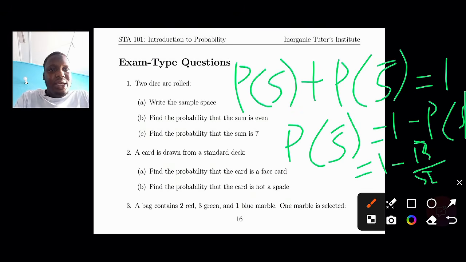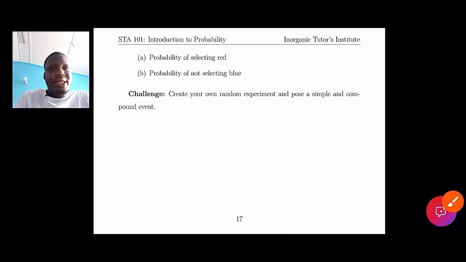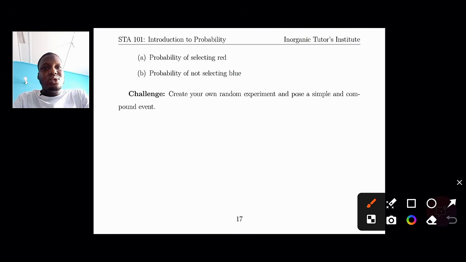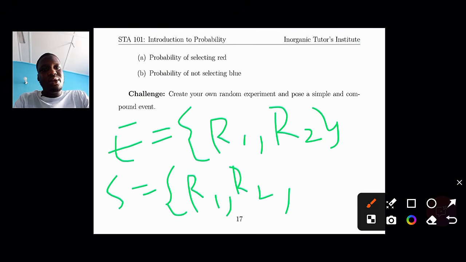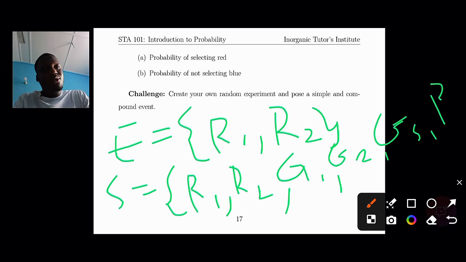So we have the last one. A bag contains 2 red, 3 green, and 1 blue marble, just as we saw. One marble is selected. Find the probability of selecting a red. So the event of red is either R1 or R2. And the sample space is R1, R2, G1, G2, G3, and a blue.